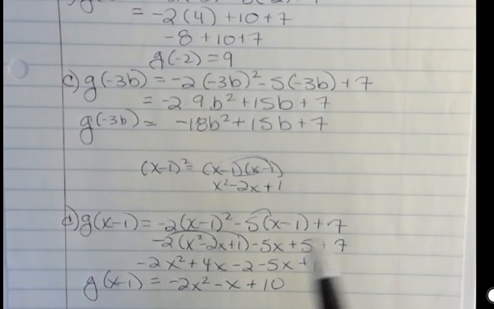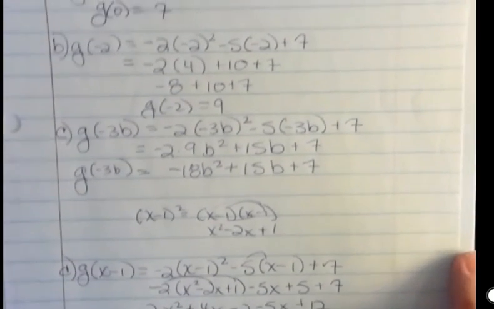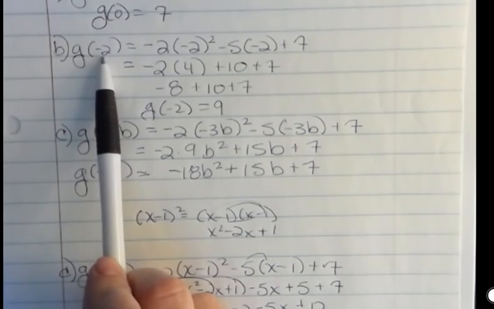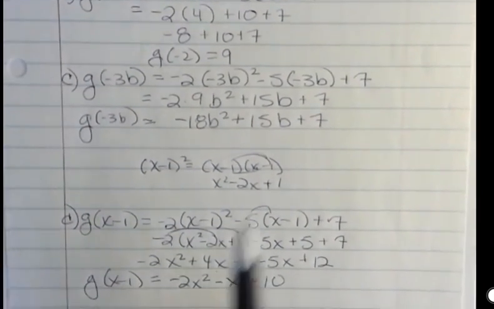So notice whenever I was plugging in a variable, I had a variable in my final answer. When I was just replacing the variable with a number, an integer of some kind, then my final answer was just an integer.